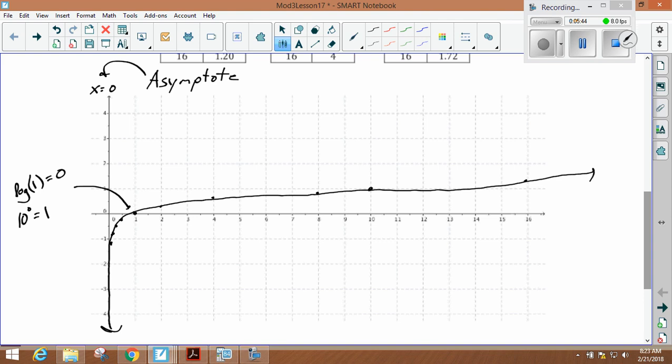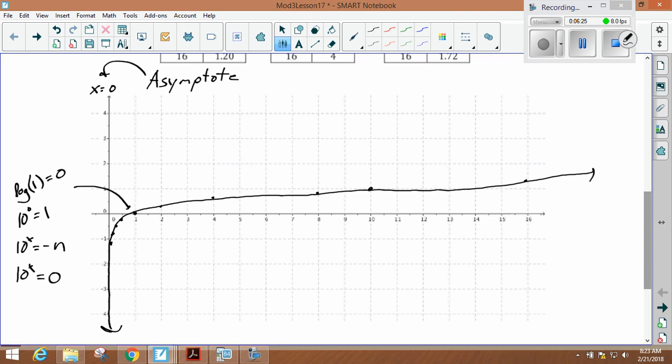Right, because there's no exponent. I can't put any exponent here that would make this some sort of a negative number, right? There's no value of x that satisfies that, and there's no value of x that satisfies that either. In other words, you can't take the log of 0, and you can't take the log of a negative number. So that's why this thing approaches 0, comes infinitely close to it, but it never touches it.